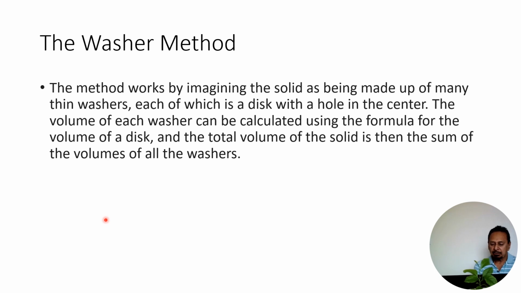The washer method works by imagining the solid as being made up of many thin washers, each of which is a disk with a hole in the center. The volume of each washer can be calculated using the formula for the volume of the disk, and the total volume of the solid is then the sum of the volumes of all the washers.